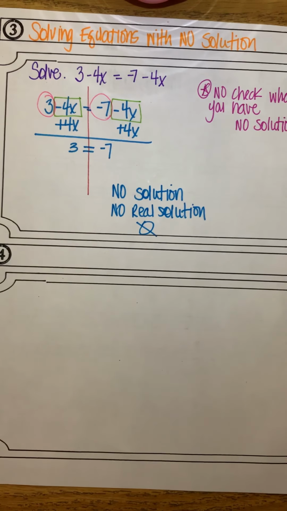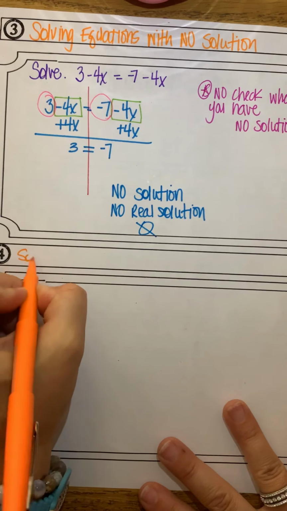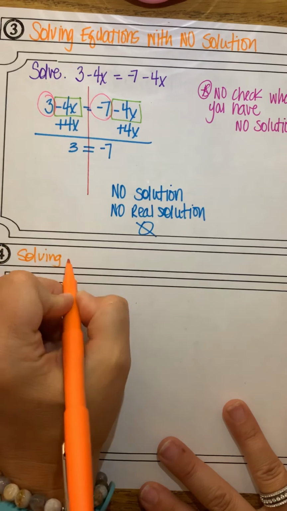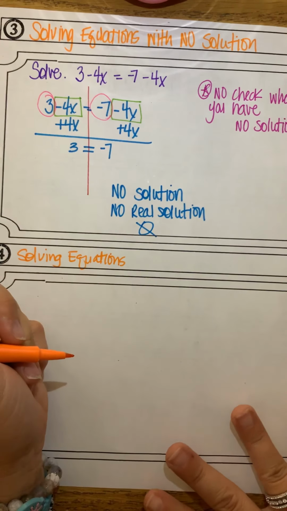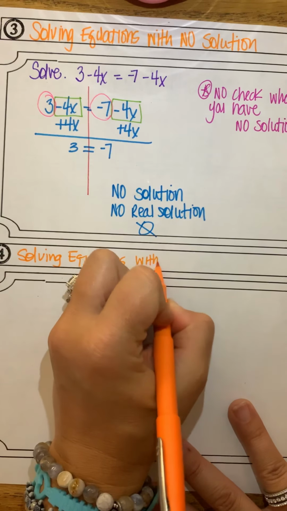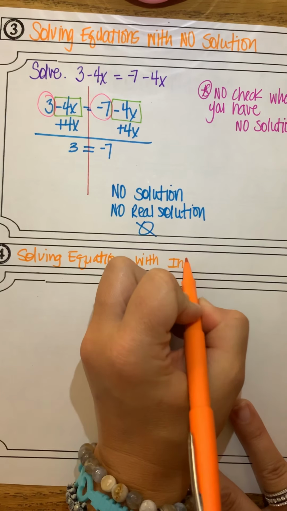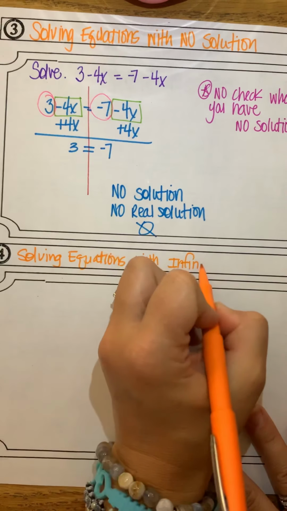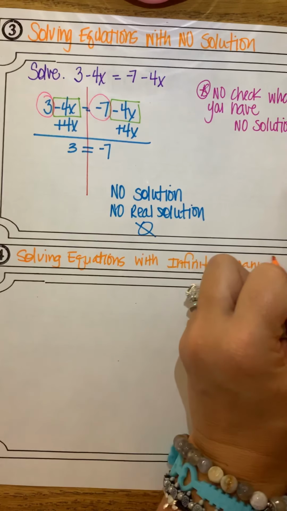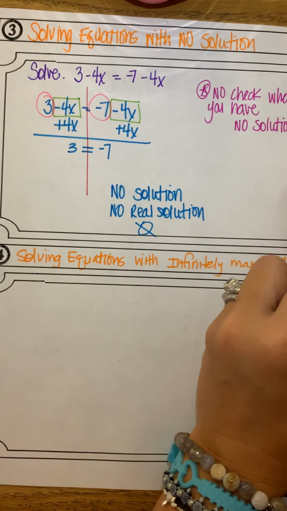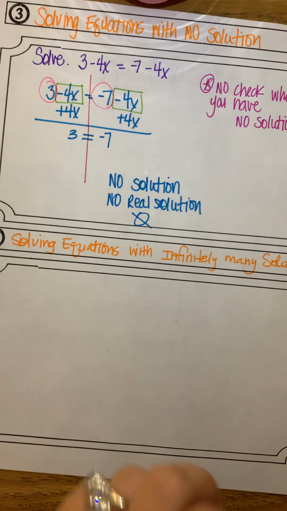All right, example 4, last one. So example 4 is solving equations with infinitely many solutions. We'll talk about that in a minute. Let's look at what it has us doing first.